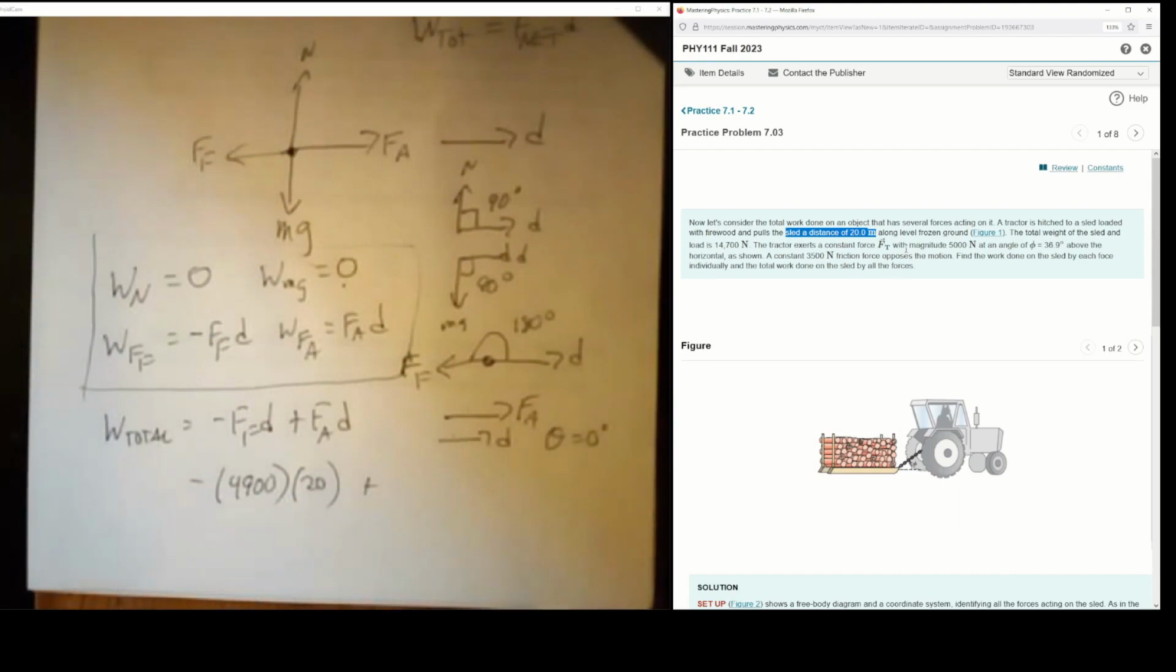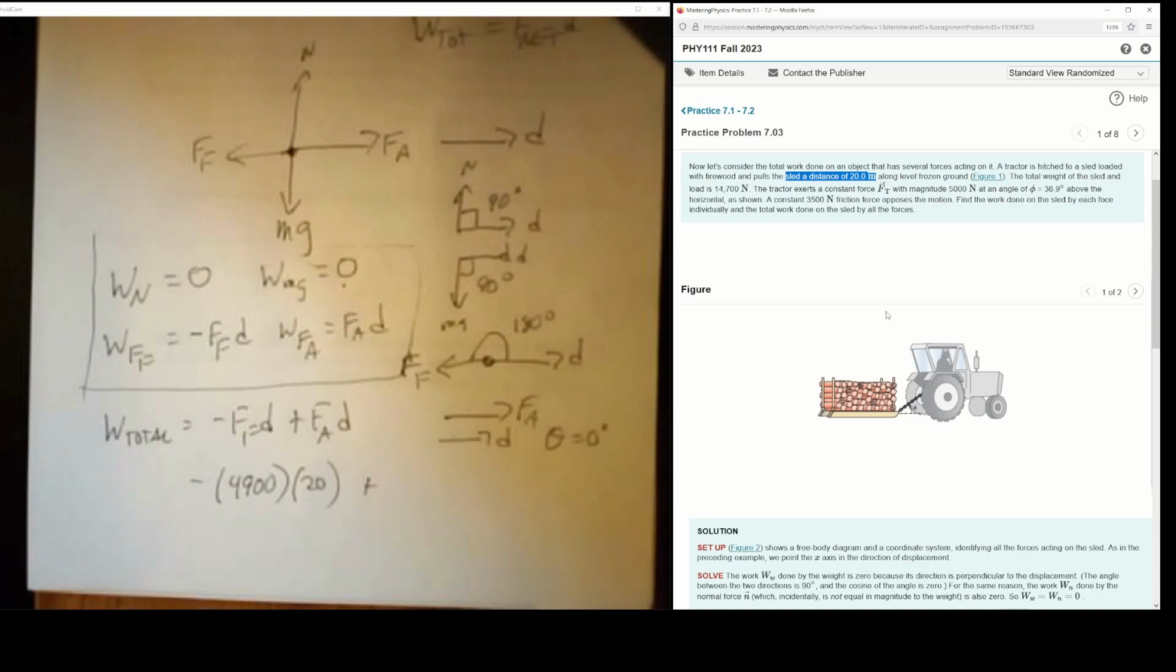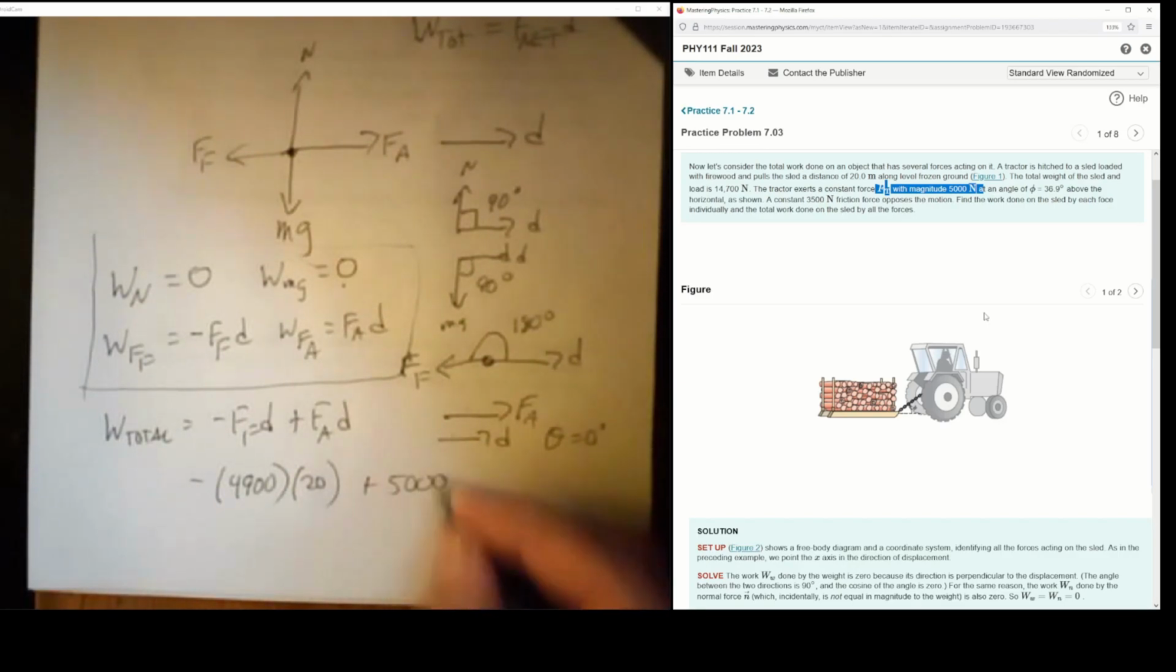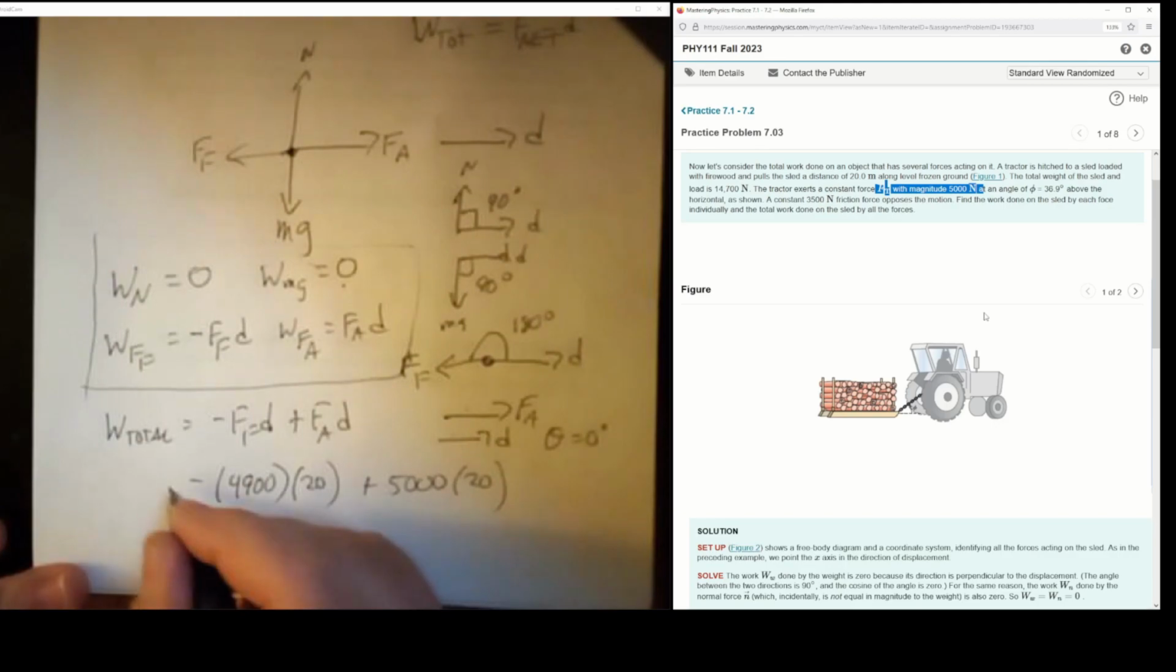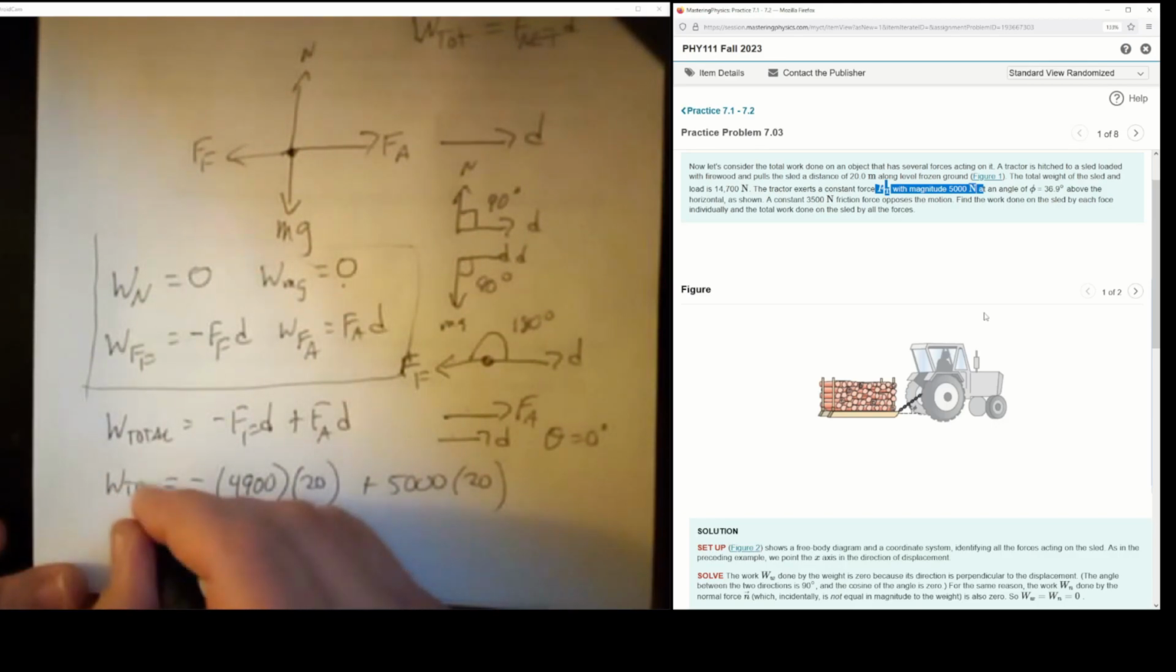And we're adding to that the applied force. Now the applied force is also in this top part. It says the force from the tractor is 5,000 newtons. So the applied force from the tractor, 5,000 newtons. And again, this sled's being pulled a distance of 20 meters. And this is our total work.